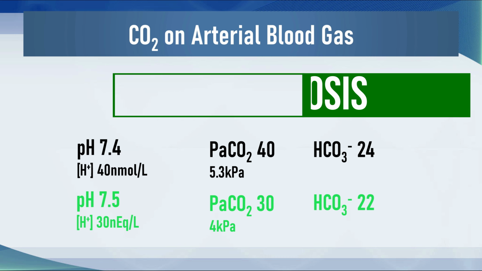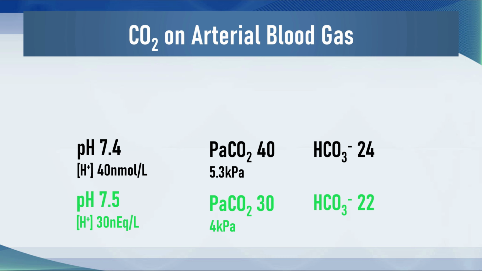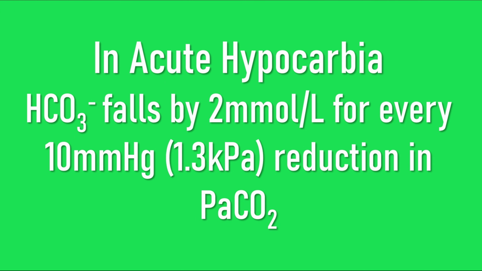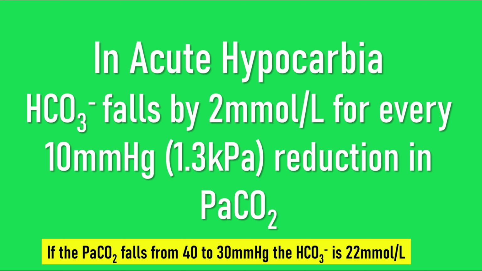There are also well-established rules for this process. In acute hypocarbia, the bicarbonate falls by 2 millimoles per litre for every 10 millimeters of mercury, or 1.3 kilopascals, reduction in the PaCO2. So if the PaCO2 falls from 40 to 30, the bicarbonate falls from 24 to 22.